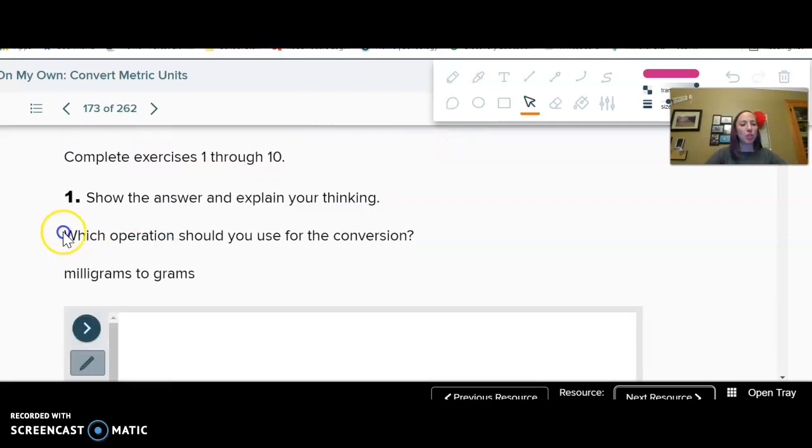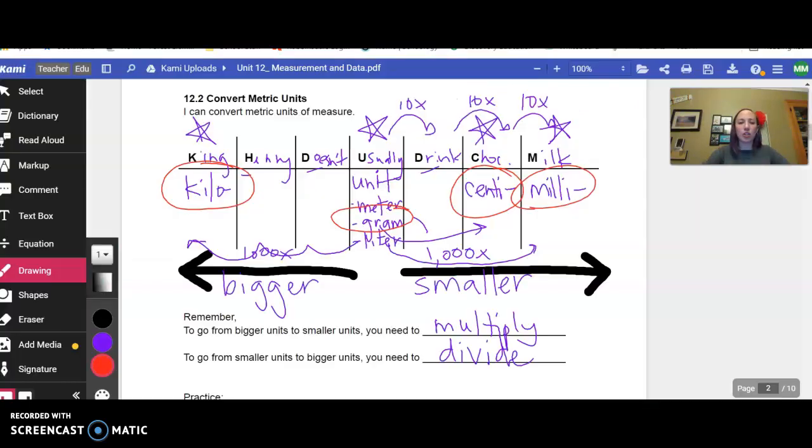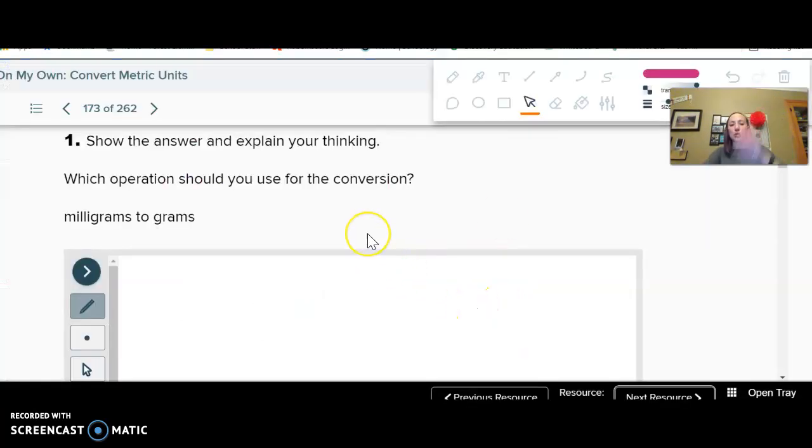All right, which operation should you use for the conversion? Milligrams to grams. Go ahead and give it a try. All right, hopefully you looked at your chart and you thought, okay, milligrams are over here. Grams are just here, and these ones are smaller than this. And if I'm going from smaller to bigger, then I need to divide for that.